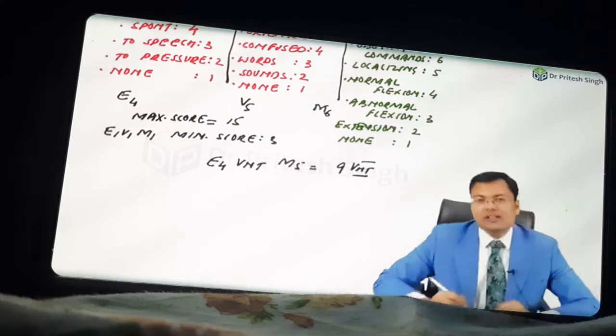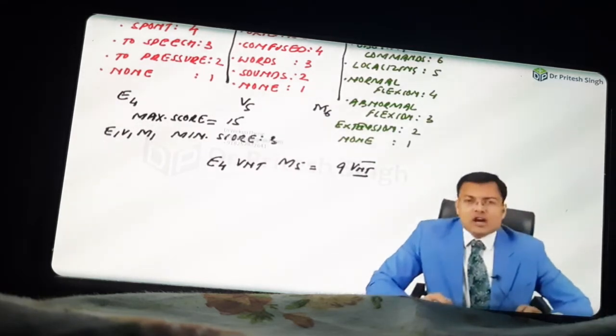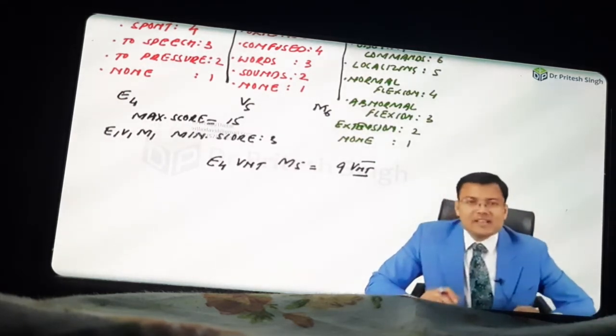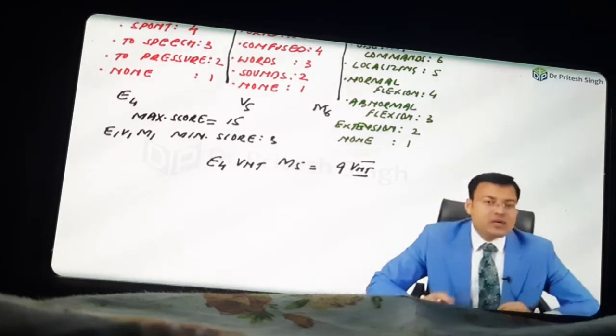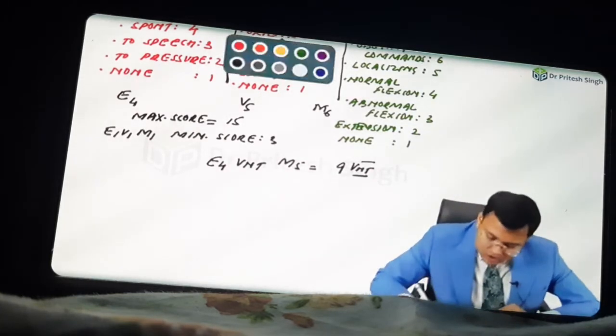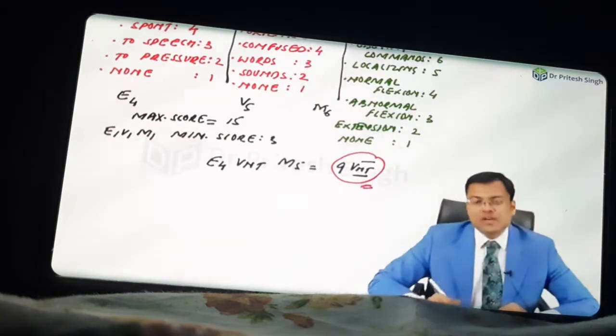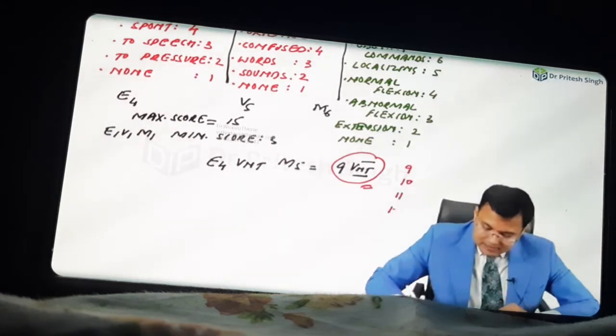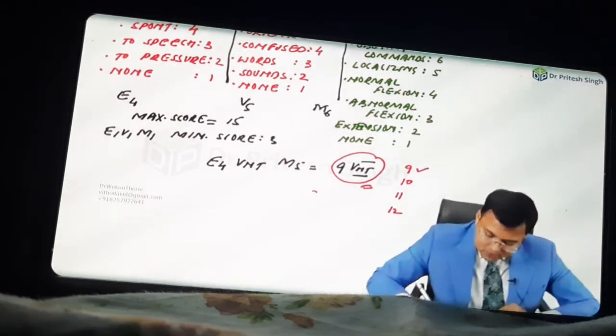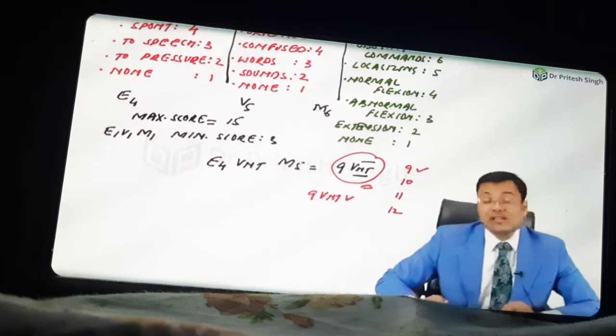VNT means non-testable. Initially, it was said that for a non-testable parameter, an additional score of 1 should be given and it should be added in the final score. Nowadays, it is not followed. So we are not going to add an additional score of 1. So if in exam, the options are 9, 10, 11, 12, what we have to mark? 9. And if it is 9 VNT, this one is the better option. So these are the latest updates.